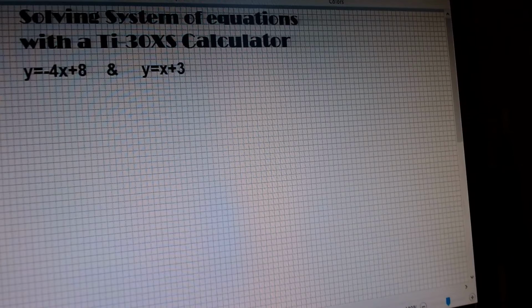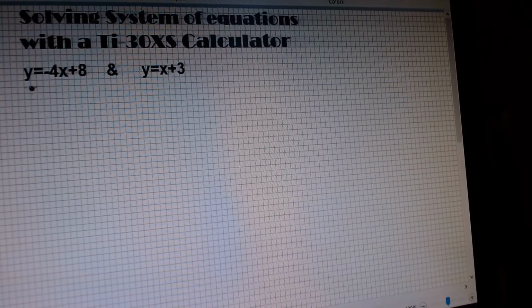Today we'll be solving a system of equations with a Ti-30XS calculator. Now, most math teachers will tell you that you really can't use the Ti-30XS because it doesn't have a graphing function, and for the most part they are true, but I developed a modification where you can use the Ti-30XS calculator and come up with a solution with two systems of linear equations.